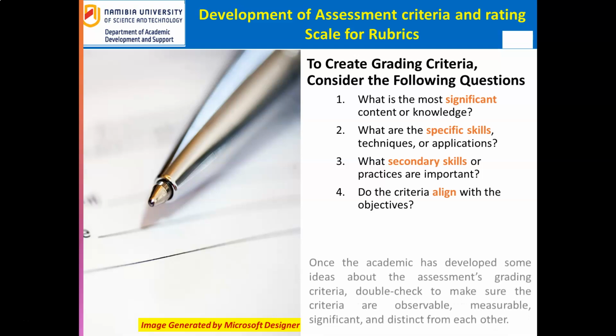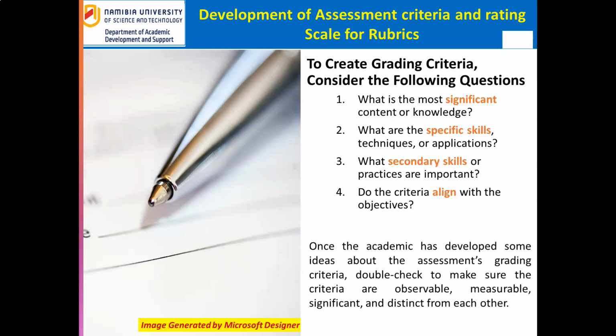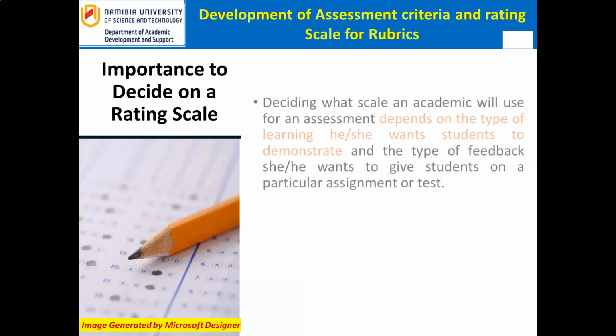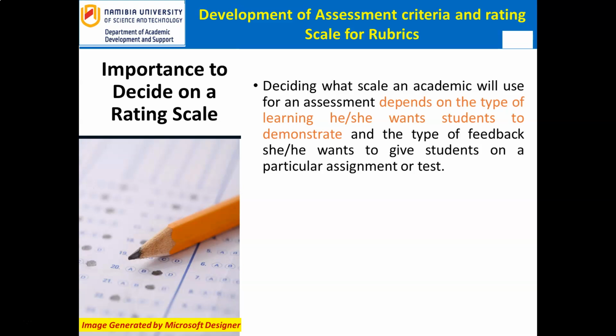Once the academic has established some ideas about the assessment's grading criteria, double-check to make sure the criteria are observable, measurable, significant, and distinct from each other. Decide on a rating scale. In fact, deciding what scale an academic will use for an assessment depends on the type of learning he or she wants students to demonstrate and the type of feedback he or she wants to give students on a particular assignment or test.